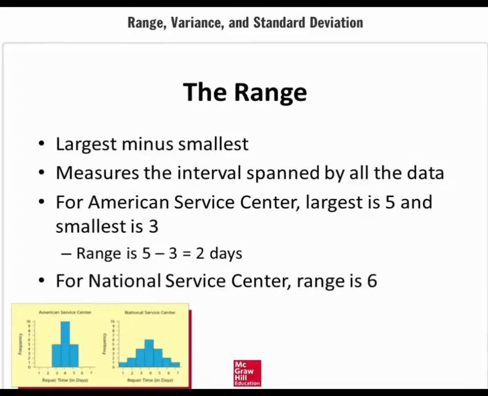From the figure we saw earlier, the smallest and largest repair times for the American Service Center are 3 days and 5 days. Therefore, the range is 5 minus 3 equals 2 days. On the other hand, the range for the National Service Center is 7 minus 1 equals 6 days. The National Service Center's larger range indicates that this service center's repair times exhibit more variation. You would expect this since the graph for the National Service Center is wider.